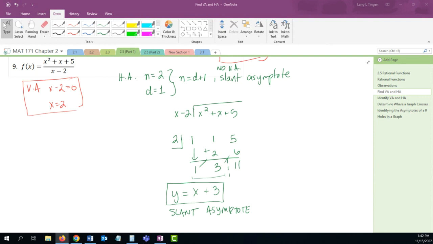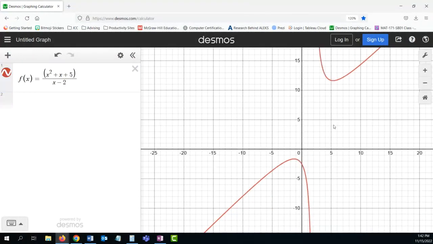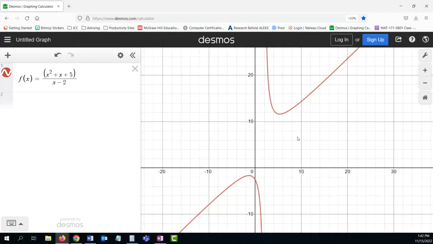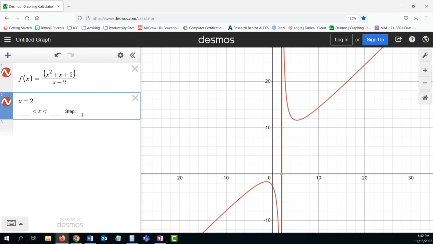All right, so take a look at that. Okay, vertical asymptote is still hanging around. We're used to it when x is 2. So there's our vertical asymptote. Whenever you graph this on paper or do a sketch, vertical asymptotes and horizontal asymptotes typically get dotted lines.